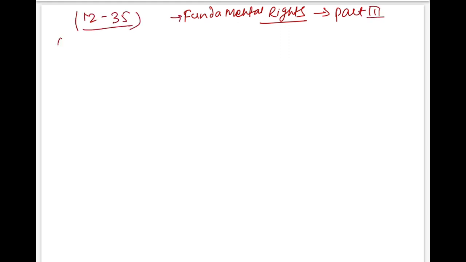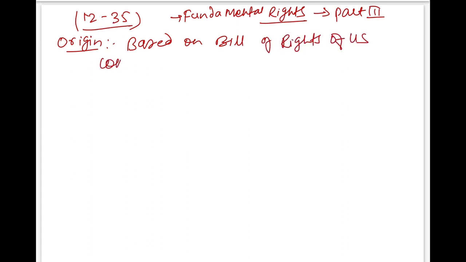Hello all. Today we shall begin with fundamental rights. It is part 3 of the Constitution and it contains articles from 12 to 35. Before that, let us see the origin of fundamental rights. It is based on the Bill of Rights of the US Constitution.